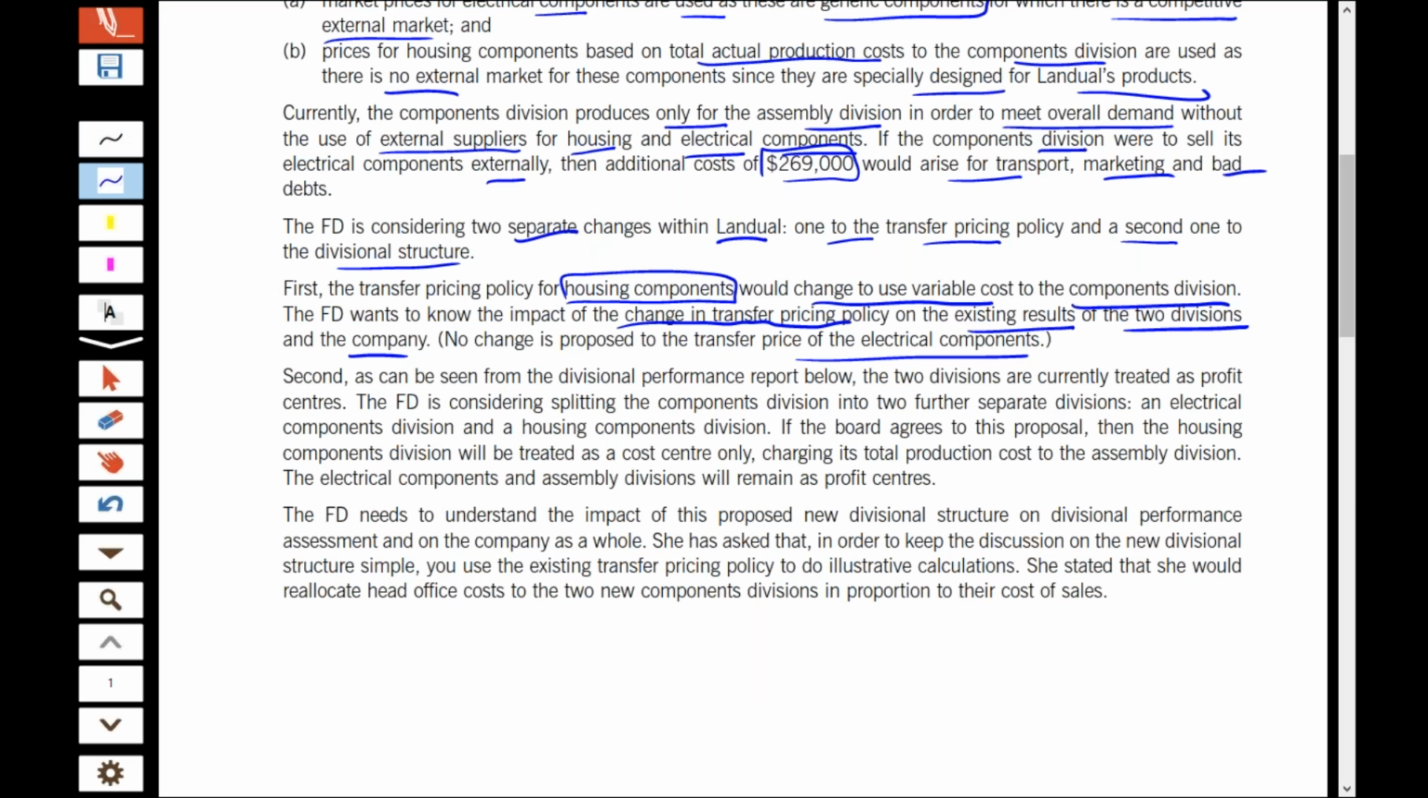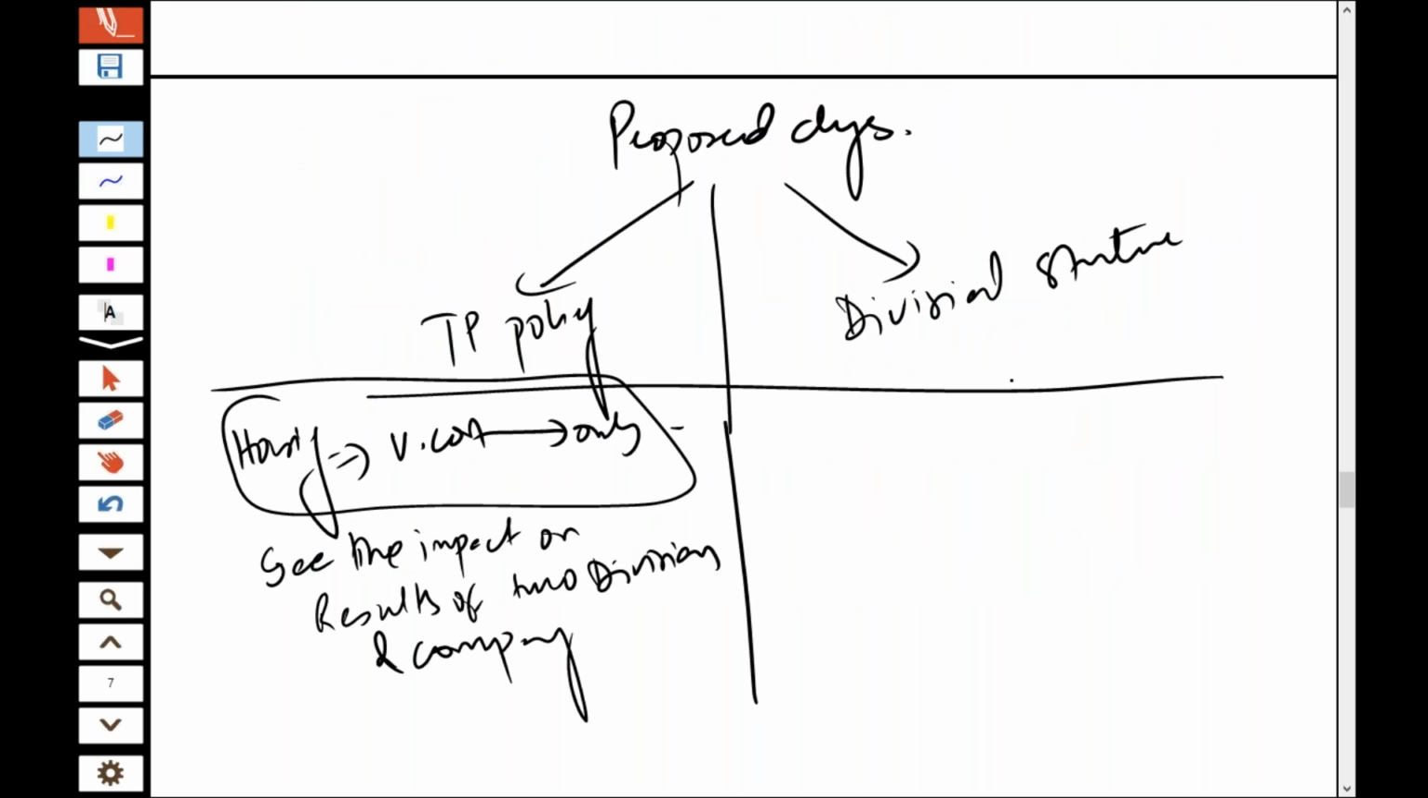The second one is, as can be seen from the divisional performance report below, the two divisions are currently treated as profit centers. FD is considering splitting the component division into further separate divisions, an electrical component and a housing component.